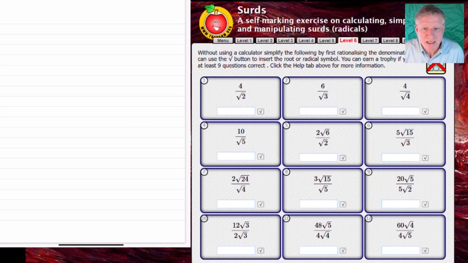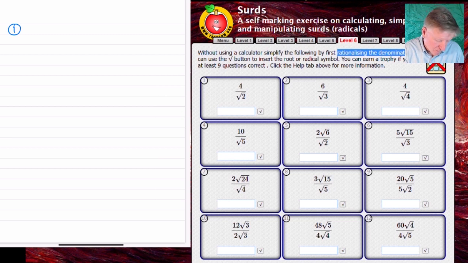Right, for level 6 we've got some fractions and they look pretty simple already, but they would each look a lot simpler if they didn't have that irrational square root in the denominator. So what we do is we rationalise the denominator. That means make the denominator into a number that's not irrational. Now, how can we do this? Well, let's have a look.